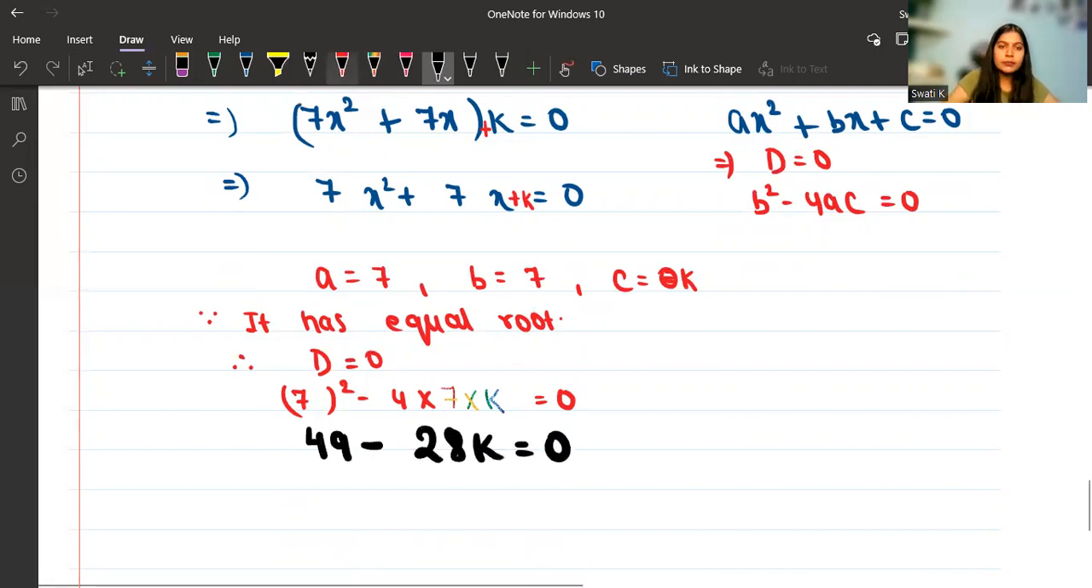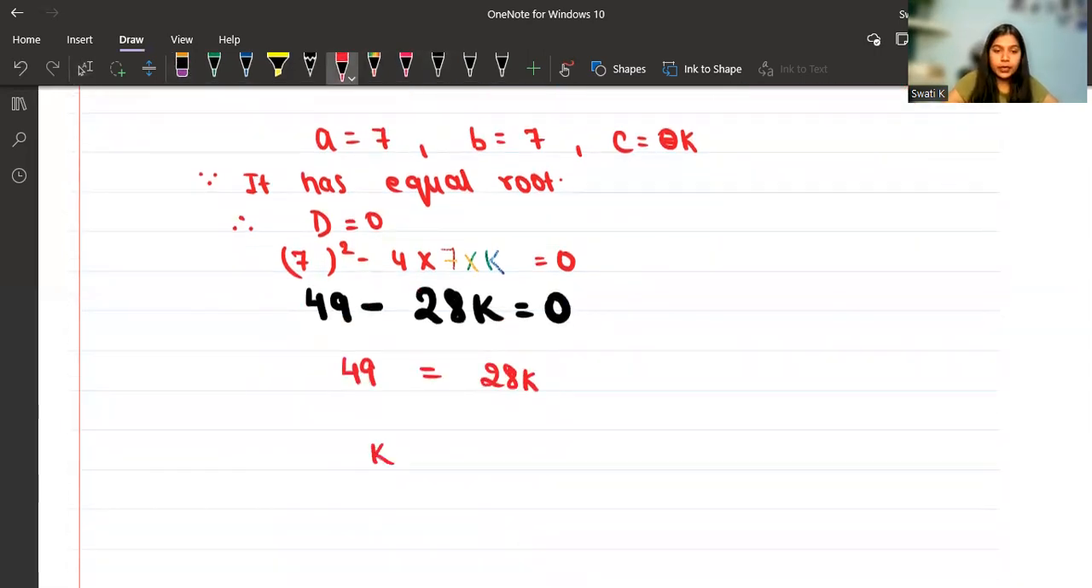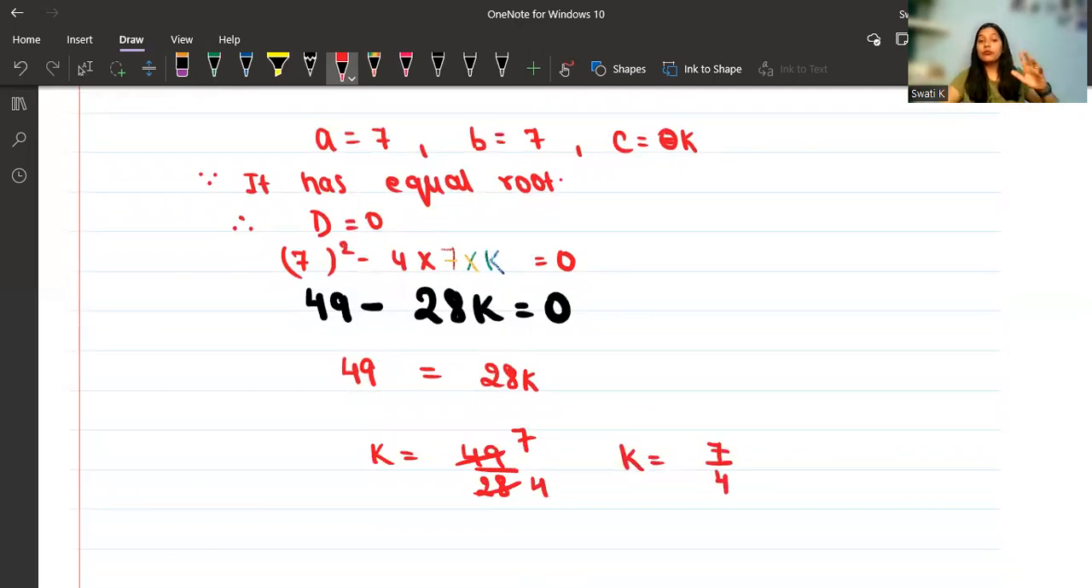Now very simple. We will just send this minus 28k to the other side, so this will become plus 28k, and now this will be equal to k equals 49 upon 28, which is 7 into 7, 49, and 7 into 4, 28. So we got the value of k, which is 7 upon 4.